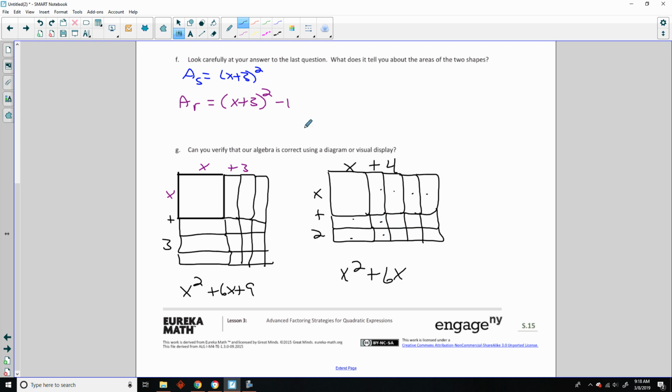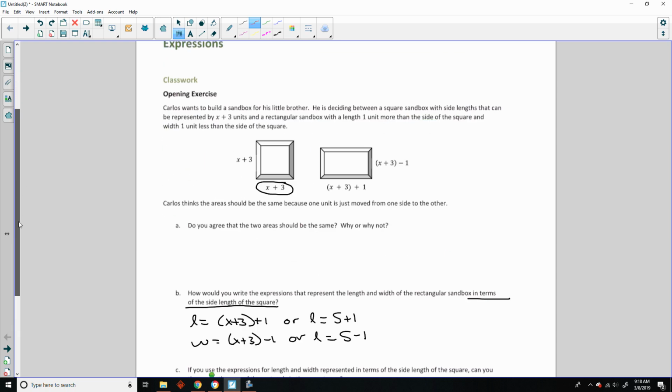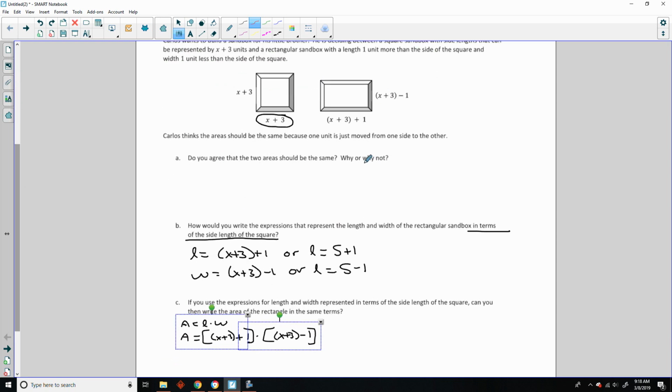Let me change colors. We have 1, 2, 3, 4, 5, 6, 7, 8. So if you notice, that is the same polynomial except for the constant is 1 less. And there it is. X plus 3 squared, x plus 3 squared minus 1, which is here. Okay, now let's go back to A. Do you agree that the two areas should be the same?